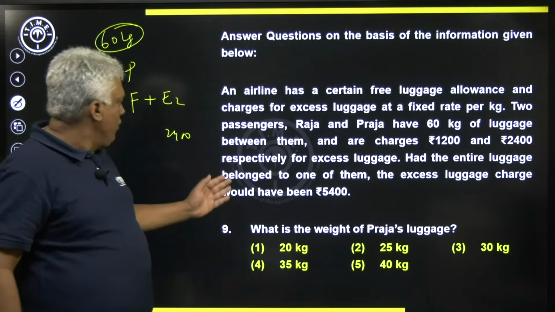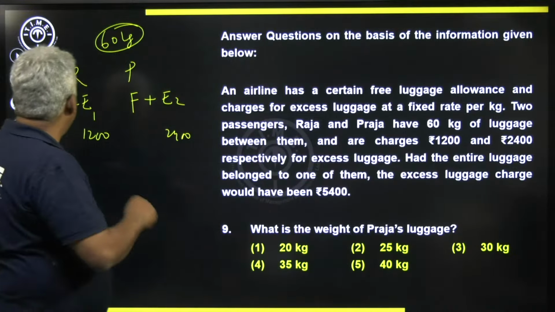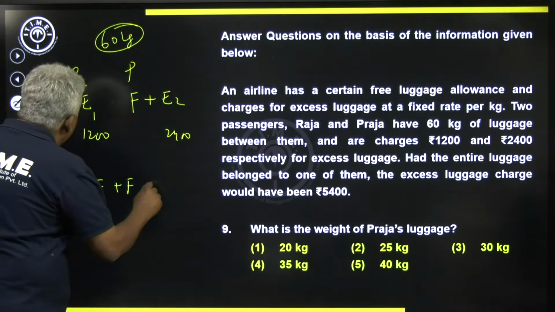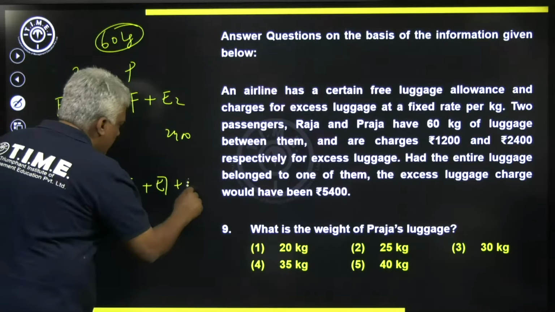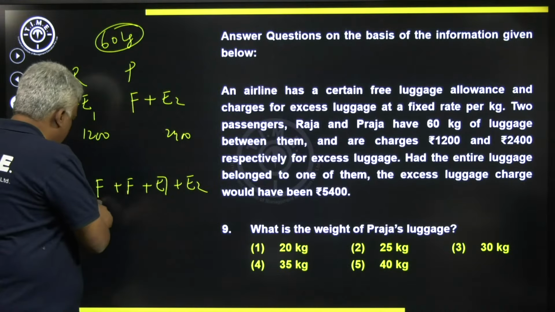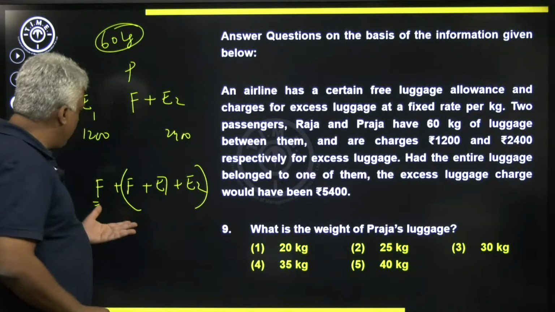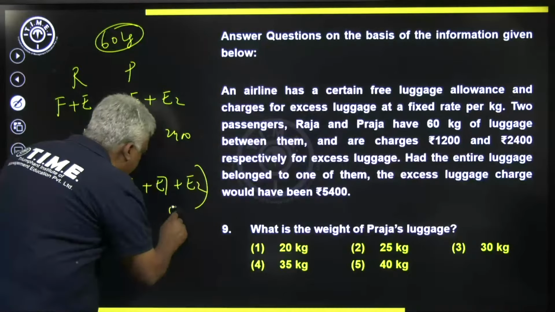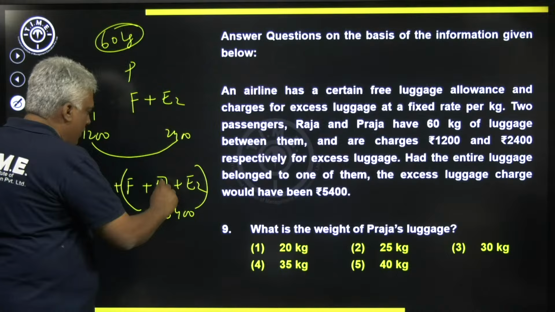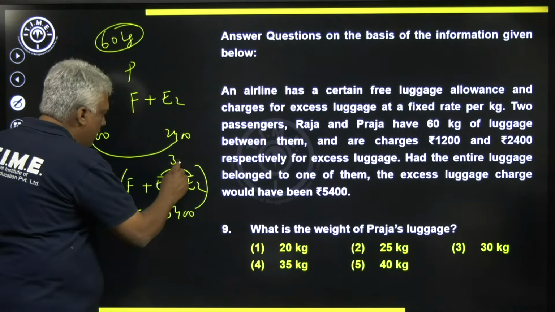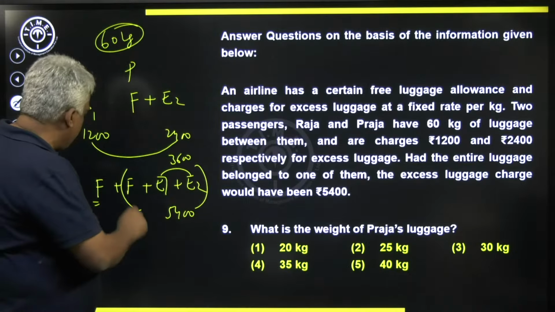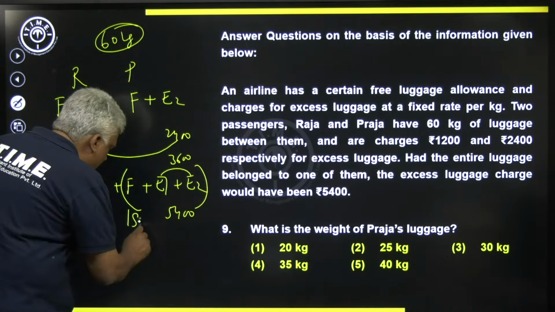If the entire luggage belonged to one of them, then fixed plus fixed plus extra 1 plus extra 2, this much one person would be carrying. Now there will be only one free allowance, and we pay for the rest. This total payment is 5400, right? So you see that for these two they are paying 3600. That means they are paying 1800 extra for the fixed one. So the fixed one is 1800, right?